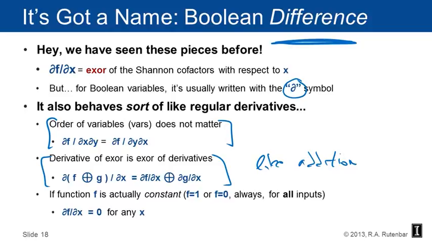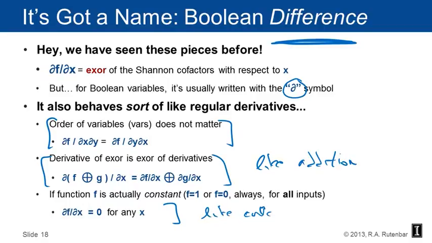And if the function f is actually a constant, which means it's always 1 or always 0, then its Boolean difference is 0 all the time. And that's also like calculus, which is kind of interesting, and one of the reasons why people find this stuff interesting and why we use this notation.